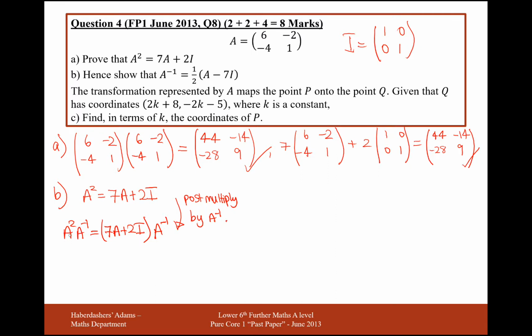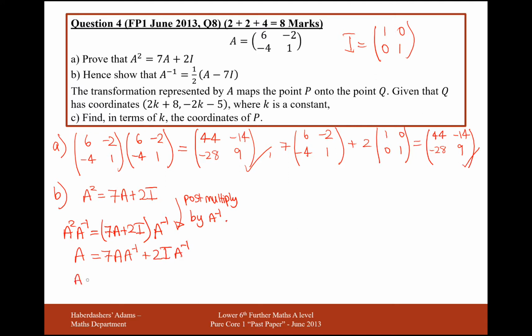Right, now let's simplify this a little bit. A squared, that's just A times A. So A times inverse A. Two of those matrices there will cancel out to make an I. A times the I matrix will just give me an A matrix. On the right hand side, I can expand my brackets. You still can expand brackets when you're doing matrices, just make sure you've got them in the right order. So 7A times A inverse, add 2I times A inverse.